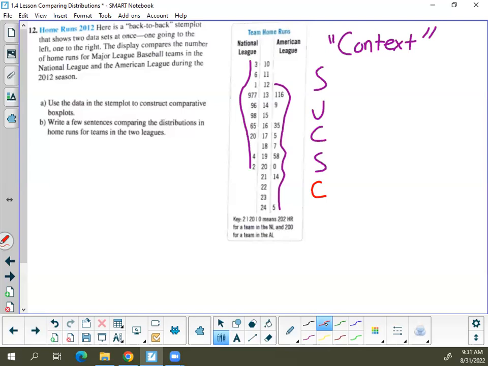So I would say that both of these shapes are relatively symmetric, approximately symmetric. So we can say that both distributions of home runs in the National and American League are approximately symmetric. There doesn't seem to be any potential outliers. You might have some concern with that one right there, but it's not too far above the rest. So no outliers in each data set.